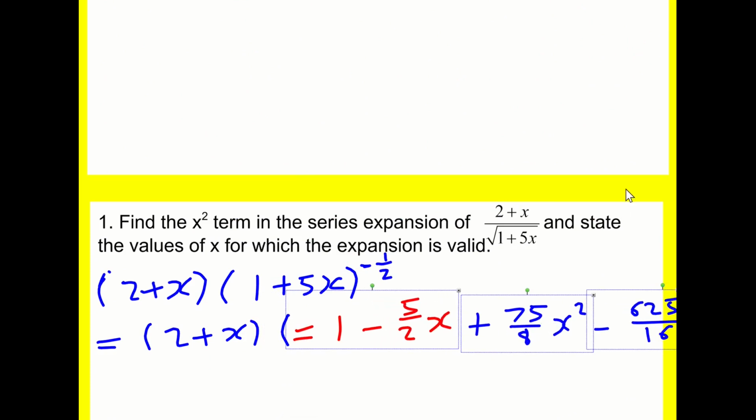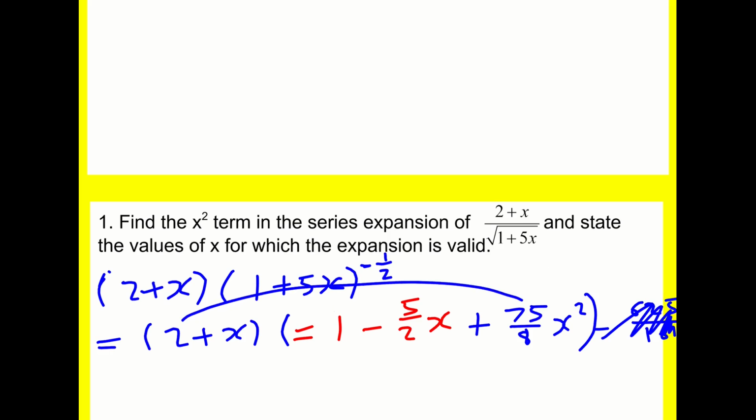I know I've missed a bit off the screen, but we'll see why that doesn't matter, because I can actually cut it off here. I don't need this x cubed term. Why is that? Because look at it. I want the x squared term from this thing. The only way that's going to happen when I multiply this out is if I do 2 times 75 over 8x squared. That will give me a term in x squared.